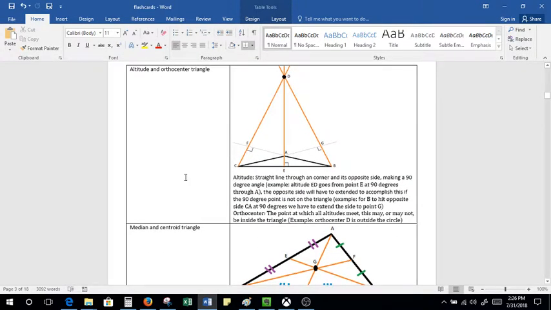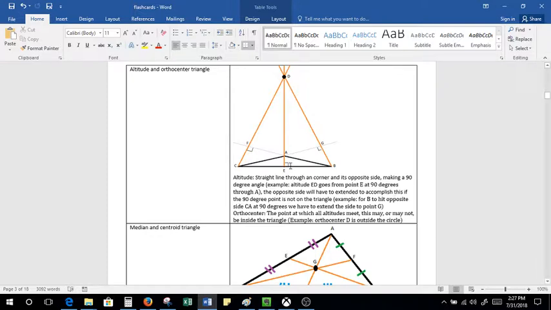But moving on to altitudes and orthocenter of a triangle. So the altitude is a straight line through a corner and its opposite side, making a 90-degree angle. So let's look at an example of this. If we go from C, A, B and we go to the opposite side and we hit at a 90-degree angle, the line through all of this is an altitude. We may need to extend the side to accomplish this.